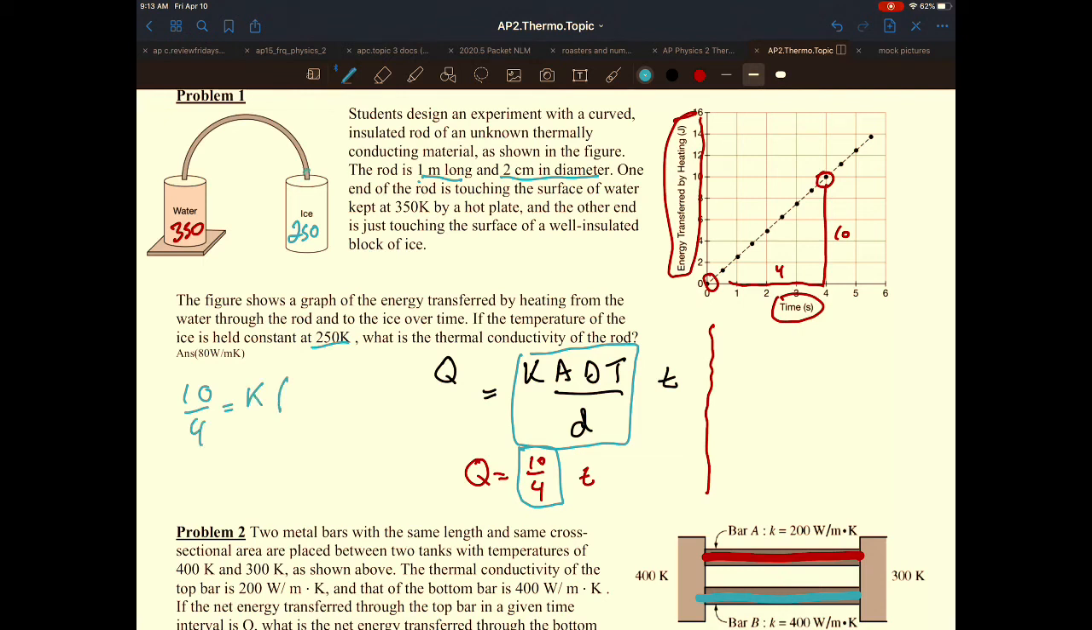Area. Do we know the area of this straw? 1 meter long, 2 centimeters in diameter. So pi, now diameter, change that to radius, pi r squared. That gives us our area. Our delta T comes between our two containers, 350 and 250, so 100. And then we have our distance, 1 meter. That allows us to solve for kappa.